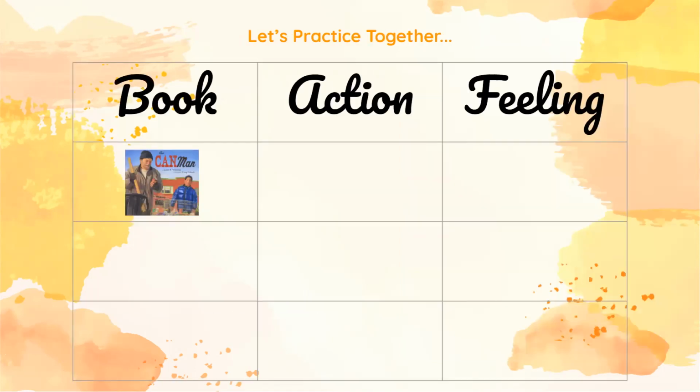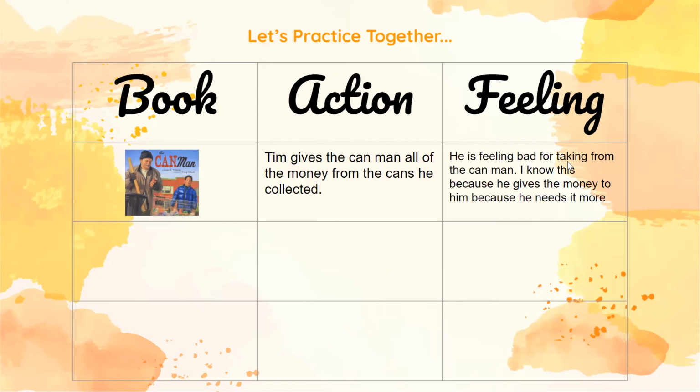Now we're going to practice this together. Think back to the book, The Can Man. In The Can Man, Tim gives the can man all of his money from the cans he collected. That shows me, remember, the actions lead to the feelings. So this action shows me that he was feeling bad for taking from the can man. I know this because he gives the money to him because he needs it more. The can man needs it more. He might be feeling guilty.